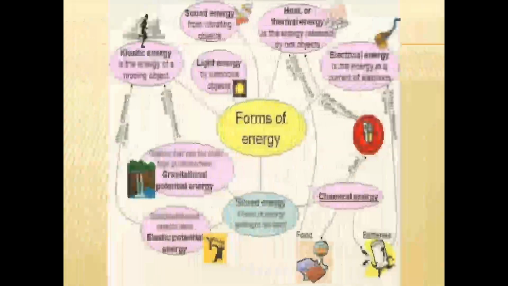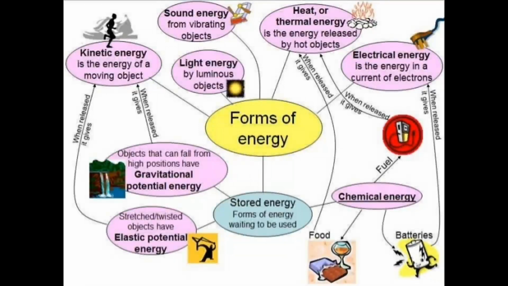we have chemical energy. So we have kinetic energy, and this is the energy of a moving object. Take for instance, there is a particular amount of energy that is being exerted when you are walking. There is a particular amount of energy that is being exerted when you are running. So that energy is called kinetic energy. We also have sound energy. When you talk, energy is being released. When a phone vibrates, when a phone rings, energy is being released.